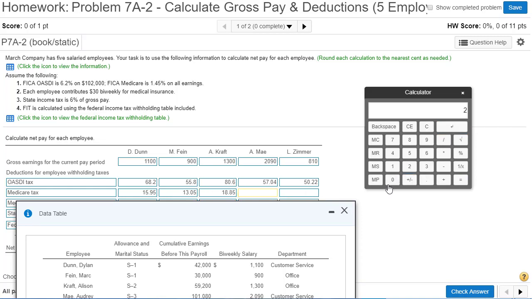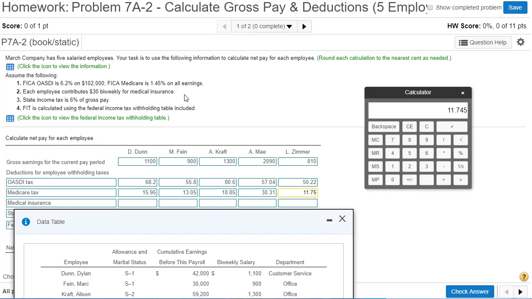Audrey May, we're going to take 2090 times 1.45 equals, divided by 100, 30.31. You have to round that to the nearest penny because we cannot take out a half a cent from someone's paycheck. And then for Zimmer, we got 810 times 1.45 equals, divided by 100, 11.75.